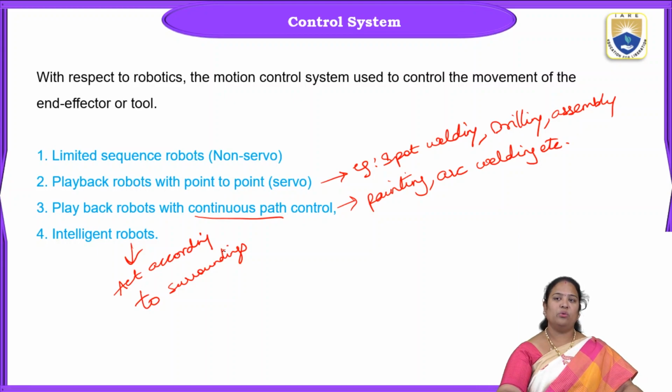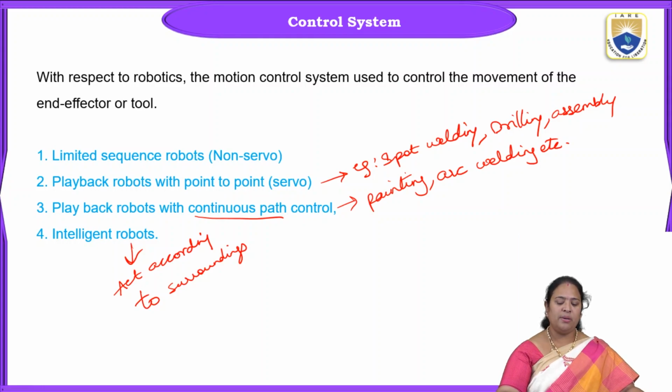This particular type of robot will be acting according to its surroundings. That is, it can take some minor spontaneous decisions when the process is not done correctly. That type of robot is called an intelligent robot. The robot which acts according to its environment, and takes spontaneous decisions to get a correct, accurate output, is called an intelligent robot.